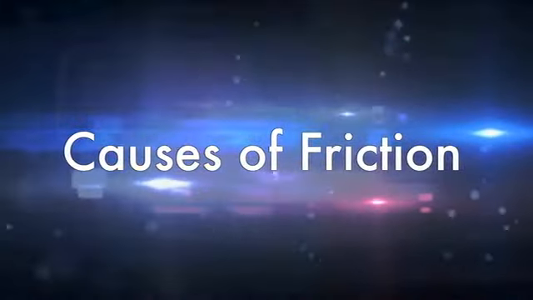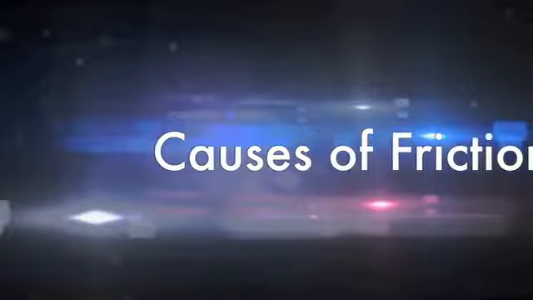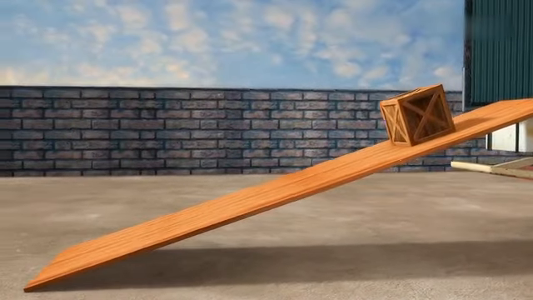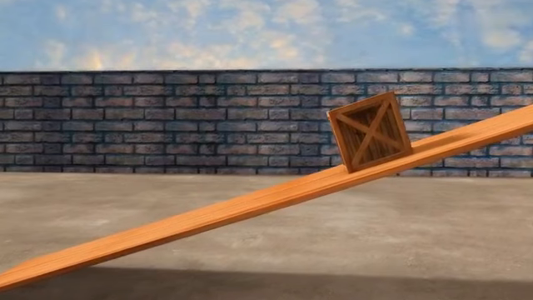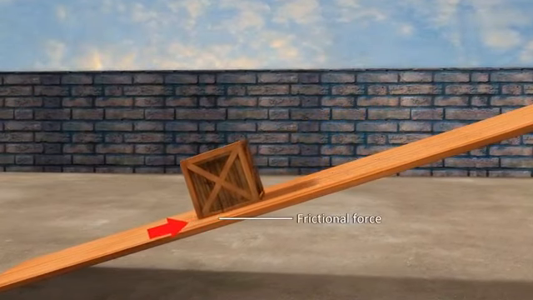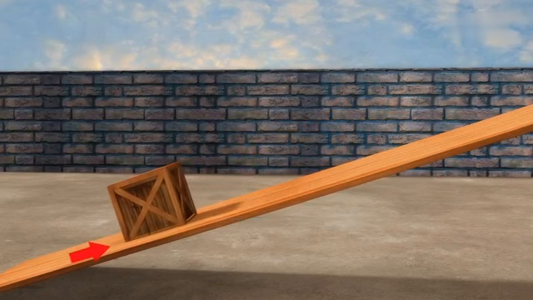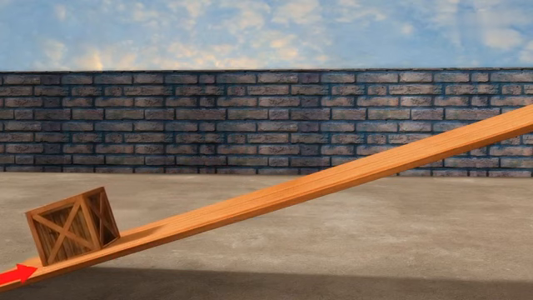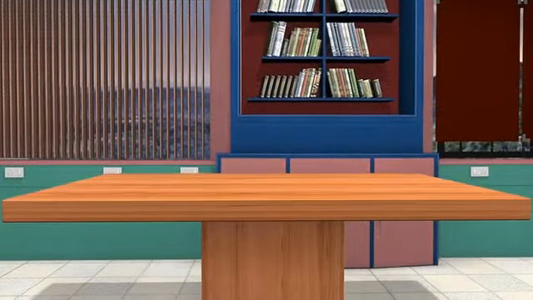Causes of friction. Objective: to understand what causes friction. Friction is present when an object moves across a surface. Frictional force always opposes the motion between two surfaces in contact. Let's see what causes friction.